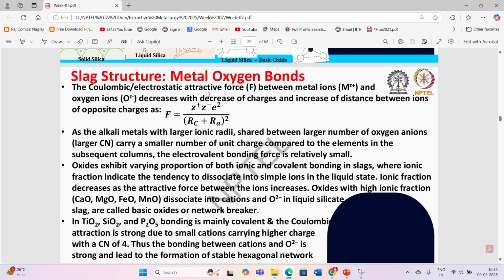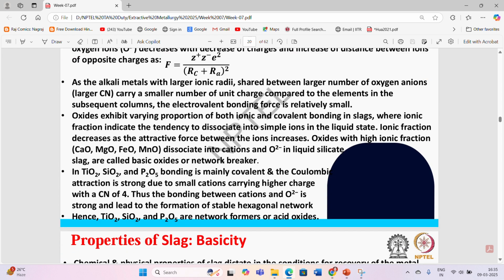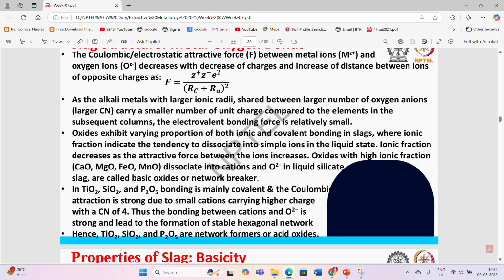So in the slag structure, for metal oxygen bonds, the Coulombic electrostatic attractive force between metal ions and oxygen ions decreases with decreasing charge and increasing distance between ions of opposite charges. The alkali metals, with larger ionic radii shared between a larger number of oxygen anions, carry a smaller number of unit charge compared to the elements in the subsequent columns. The electrovalent bonding force is relatively small. While oxides exhibit varying proportions of both ionic and covalent bonding in slags, the ionic fraction indicates the tendency to dissociate into simple ions in the liquid state.